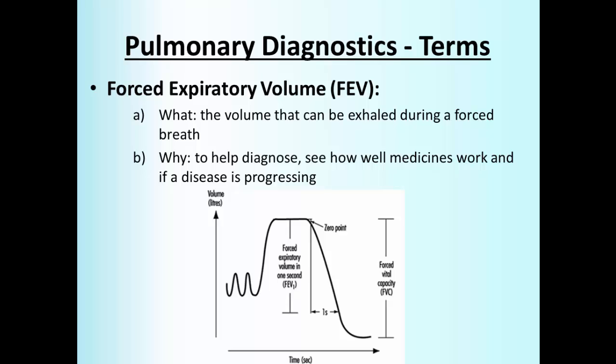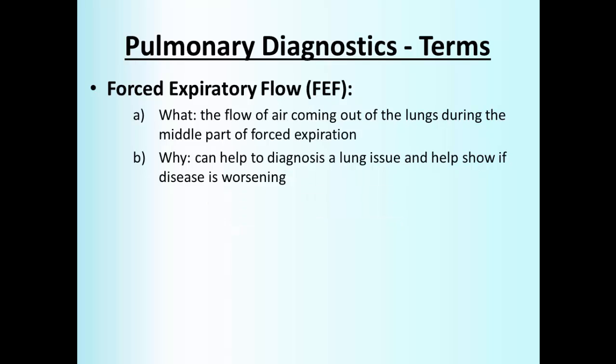A person who has asthma or COPD has a lower FEV1 result than a healthy person. So we can also look and see how well medicines are used to improve breathing and if they are working, and to check if the lung disease is getting worse. Decreases in the FEV1 value may mean the lung disease is progressing.